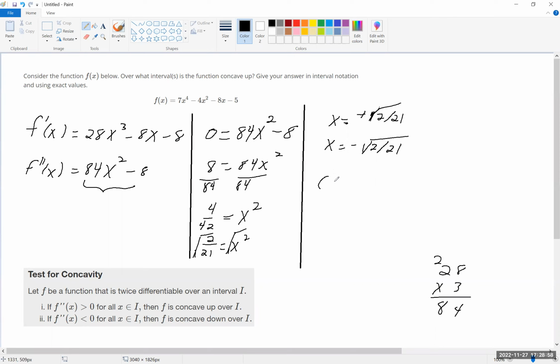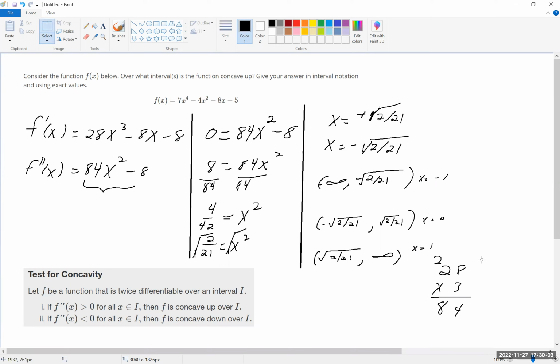So this is going to be from minus infinity to negative square root of 2 over 21. And then we're going to test the interval from minus root 2 over 21 to root 2 over 21. And then the final one will be from root 2 over 21 to infinity. Okay, so I think a value in this interval, we could safely use x equal to negative 1. We could use 0 here, and over here we'll use x equal 1.